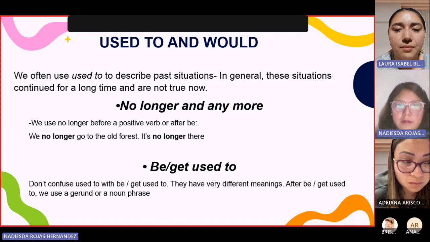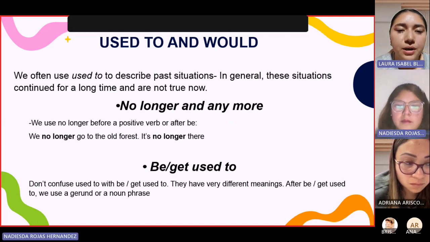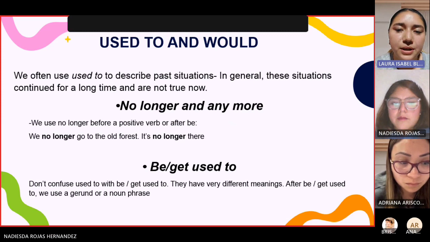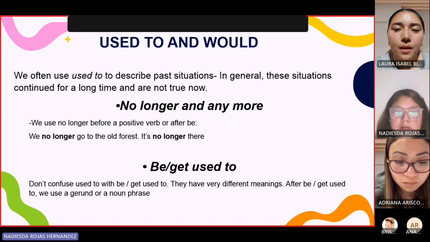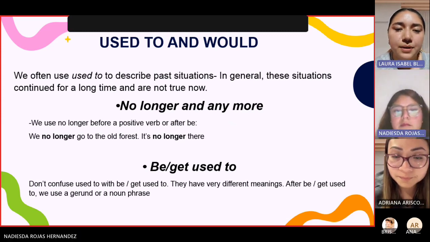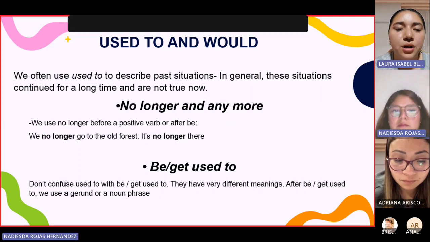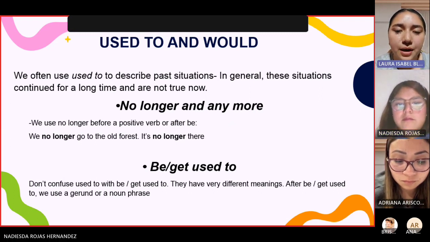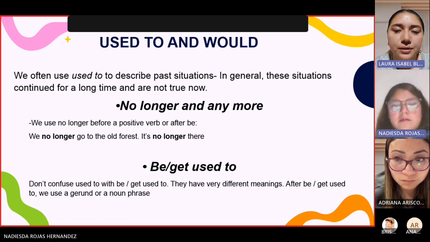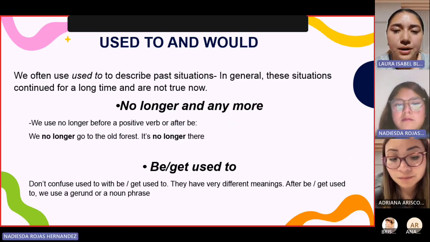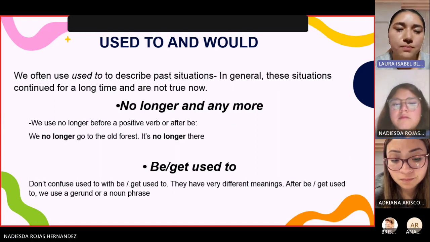No longer and anymore. We use no longer before a positive verb or after be. For example, we no longer go to the forest. It's no longer here.